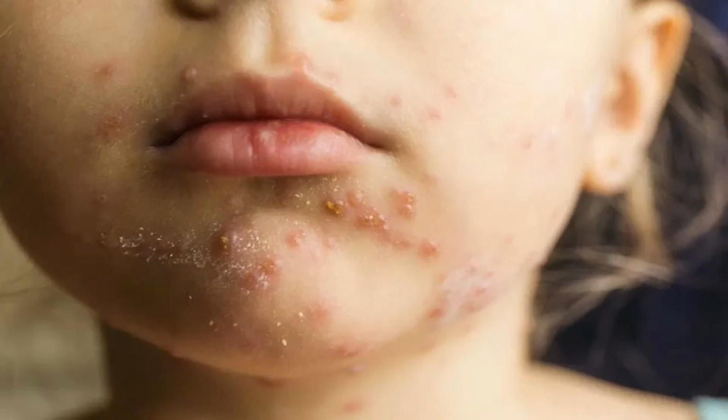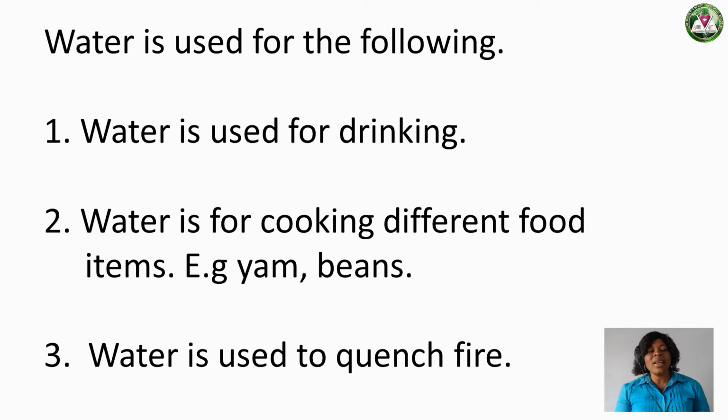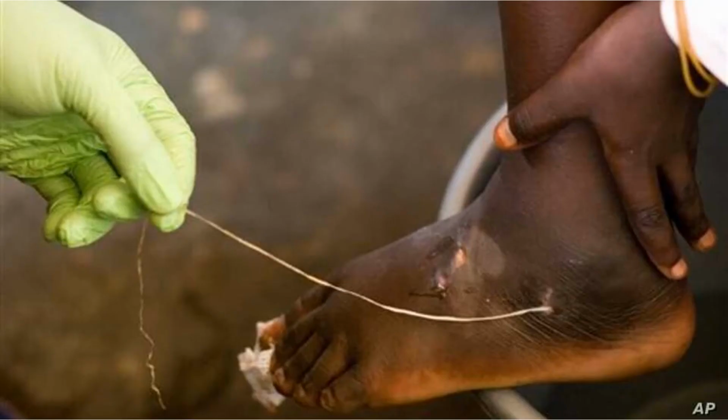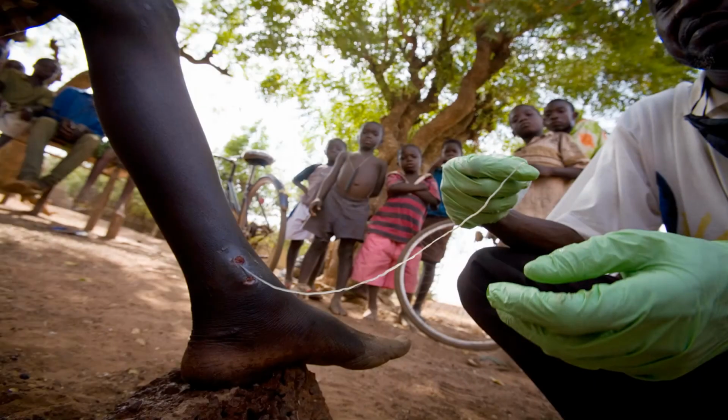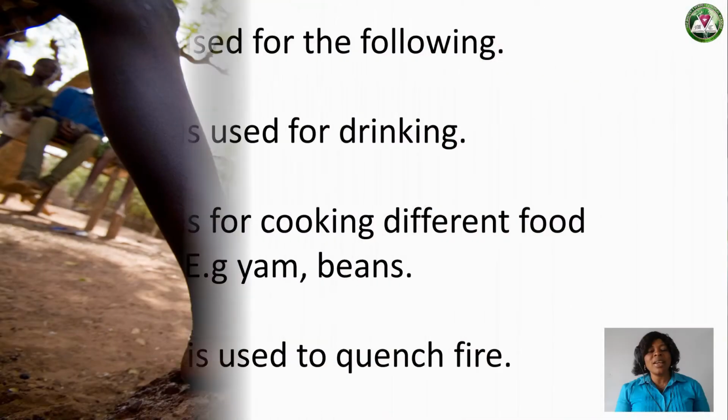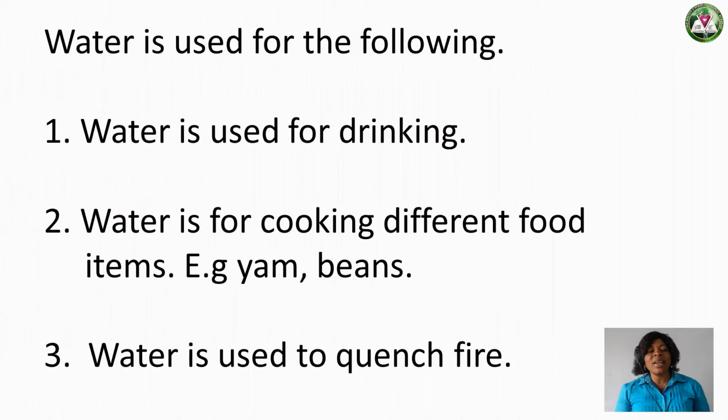Skin irritation, that is another danger of drinking unclean water. The next one is guinea worm. This one is common in Ebonyi State, Abakaliki or Afikpo, such a place. So when you drink unclean water, there are dangers. One of the dangers, typhoid fever, cholera, skin irritation, or guinea worm.